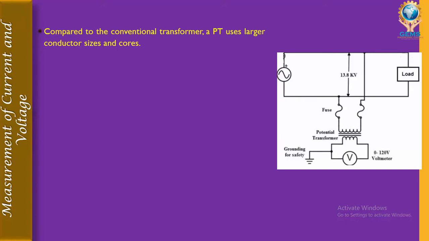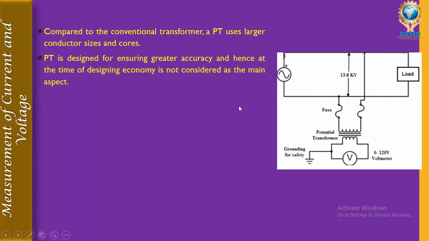Compared to the conventional transformer, a potential transformer uses a large conductor size and force. So compared to a normal transformer, a potential transformer will be huge in size and it will have a huge core. A potential transformer is designed for ensuring higher accuracy, and hence at the time of designing, economy is not considered the main aspect. The voltage transformer is constructed for accuracy, and hence even if it is quite large in size, it is not considered much.